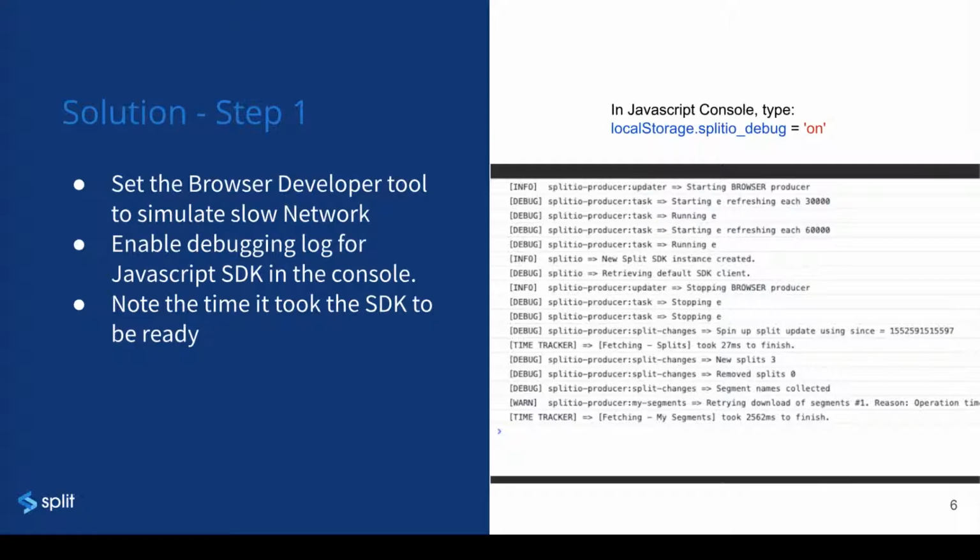So how do we solve this issue with the slow network? First, we need to simulate a slow network. The best way to do that is to use a browser developer tool, and here we're using Chrome. We enable the logging for the JavaScript SDK in the console so we can see what it is doing after the factory object is initialized. Now, when we run our page, we are checking for these times. We look at fetching splits, how long it took, and we look at fetching segments, how long it took. And we take, of course, the higher value. So for our example here, the higher value is 2.5 seconds.